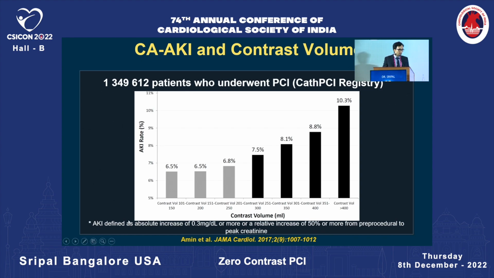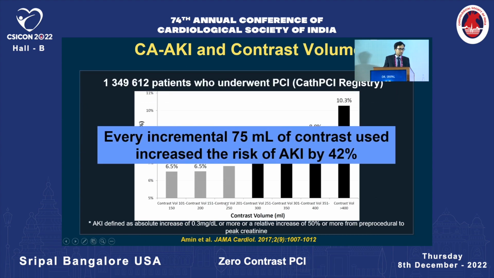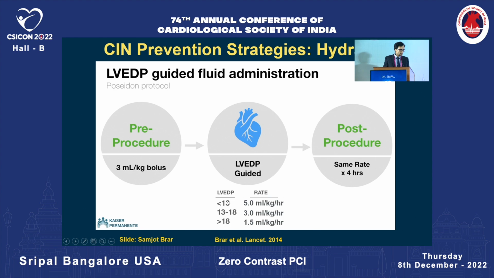One thing to note here is today we are going to talk about zero contrast PCI, but here the x-axis starts from a contrast volume of 100 to 150, so there is no zero contrast on the scale. In this particular study, every increment of 75 ml of contrast used increased the risk of AKI by 42%. So moving to the other part of the equation, hydration.